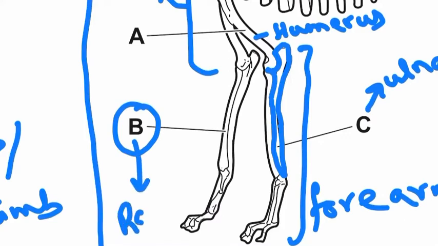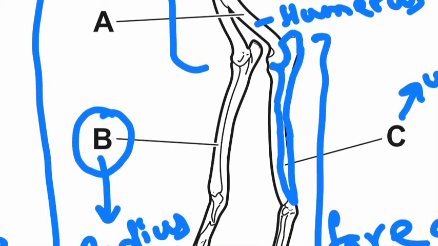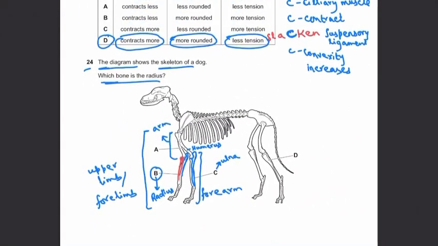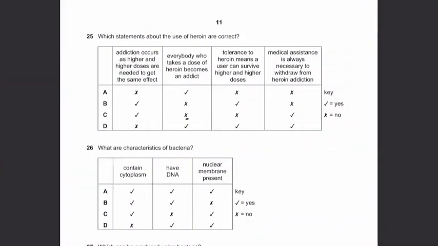B is the answer. Alternatively, how can you recognize radius? Over here we cannot see, but radius has a ring like this, which will help you to recognize the radius. But over here you have to exclude ulna. The U-shaped head, this is the ulna with a U-shaped head. And we can say that this bone is the radius, which is running alongside the ulna. The red bone is the radius over here. The answer is B. Let's move on to MCQ number 25.